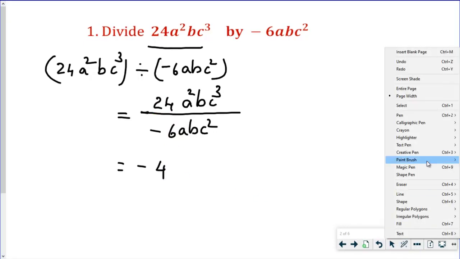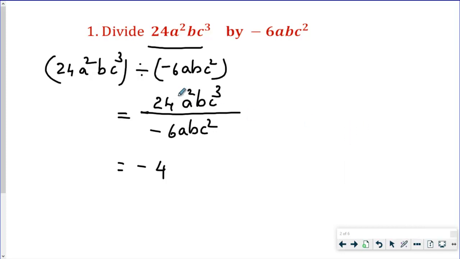Now after that, we have to take the variables. First, the variable a: here it is a square and here it is a. If a to the power m is divided by a to the power n, the base a is the same and only the power varies. At that time we subtract the powers. This is the formula: a power m divided by a power n is equal to a power m minus n. The same formula can be used here, with m is 2 and n is 1. So we write a power 2 minus 1.